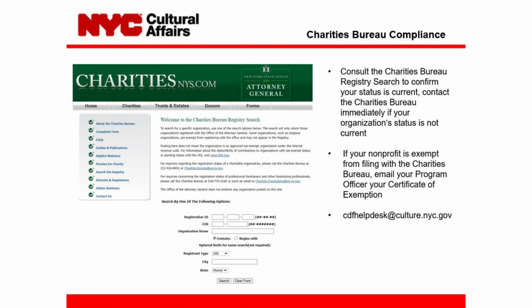If you don't know who that person is, contact the Help Desk at cdfhelpdesk@culture.nyc.gov, or if you're a CIG, email ciginfo@culture.nyc.gov, and your program officer will respond. Again, the link in the Charities Bureau registry is linked on page 7 of your Funding Requirements document.